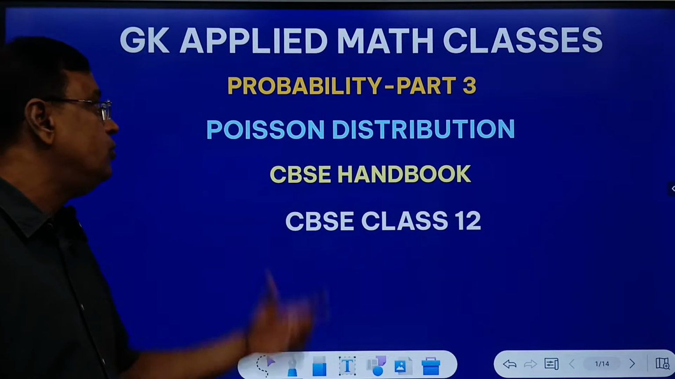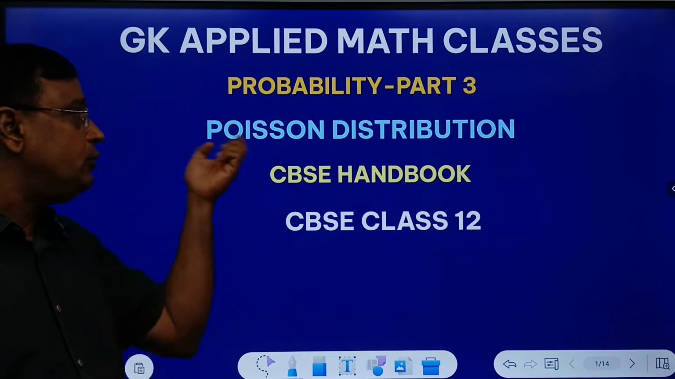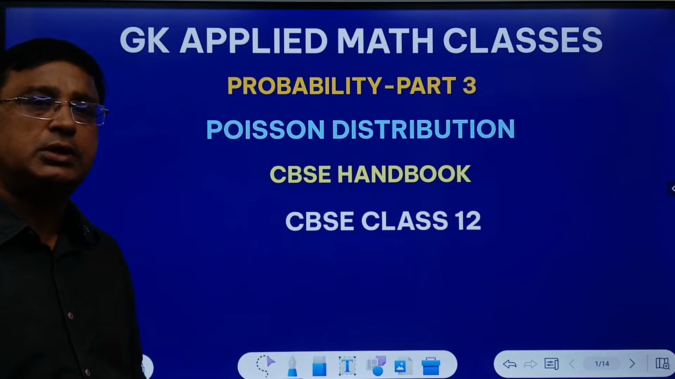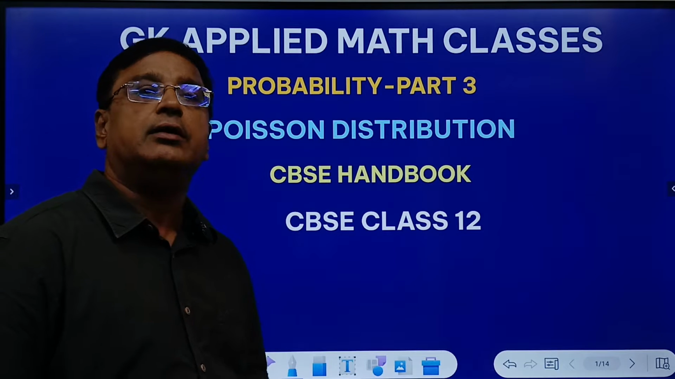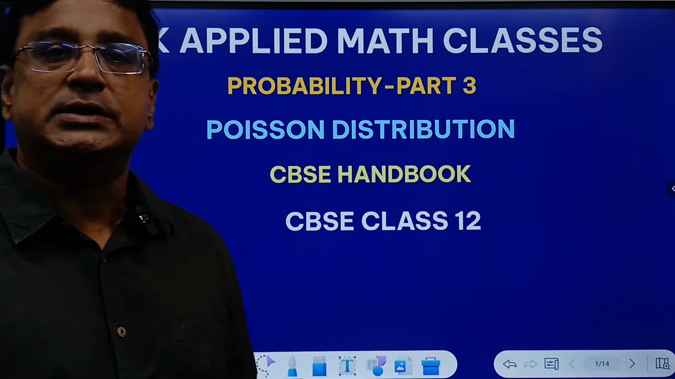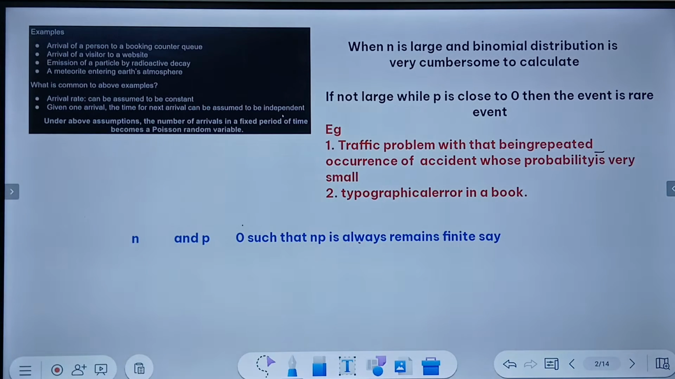Today we are going to continue with probability. We are going to do Poisson distribution. I will introduce you to the concept of Poisson distribution and related formulas, and we'll try to solve example and exercise problems from the CBSE handbook. So straight away, let's go inside the Poisson distribution.